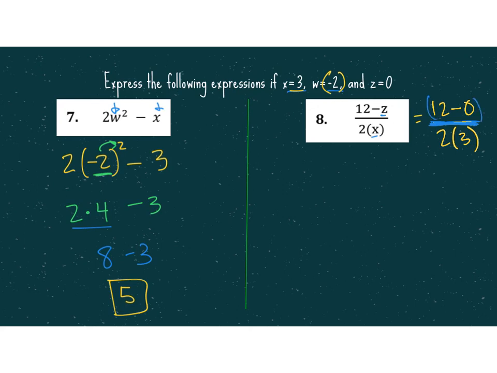So the first thing I'm going to take care of is 12 minus 0, which is an easy thing to take care of because it's just 12. Now, in the denominator, I can go ahead and take care of 2 times 3, which is 6. Now, the very last thing that I'll do is put the two together and take care of that division. 12 divided by 6 is equal to 2. So I end up with an expression of 2 there, or an answer of 2 there.